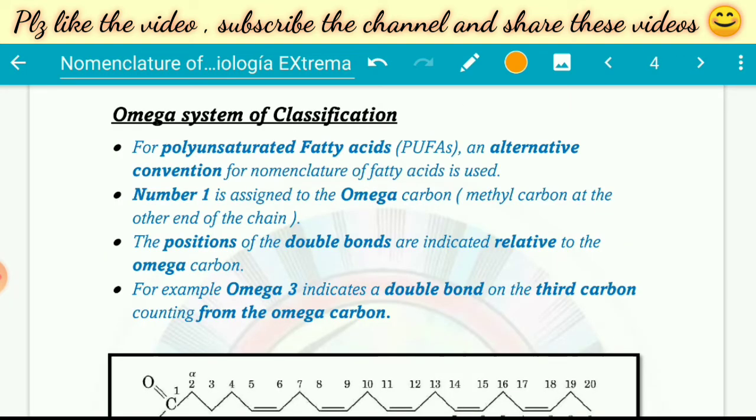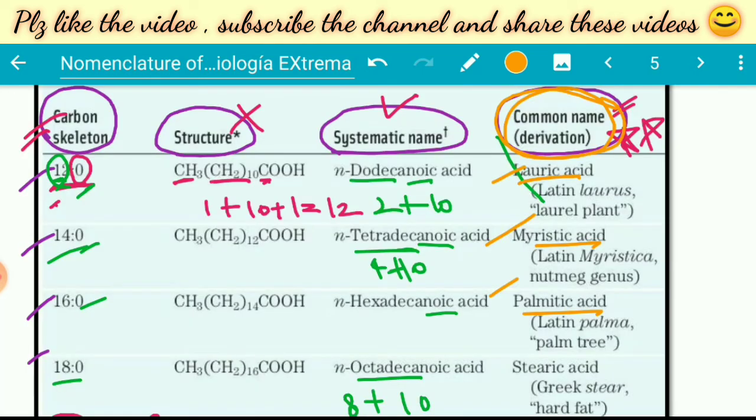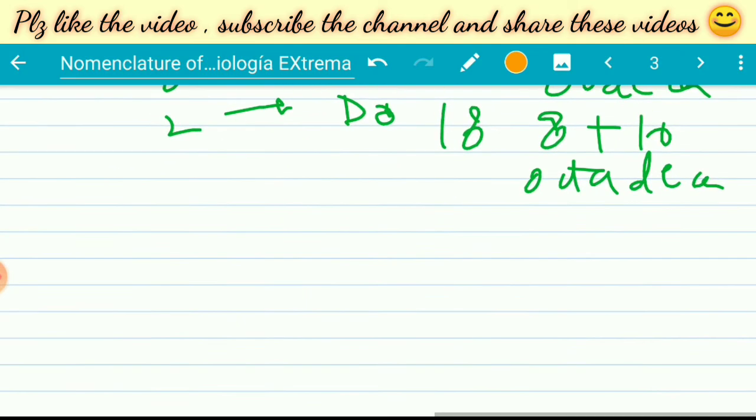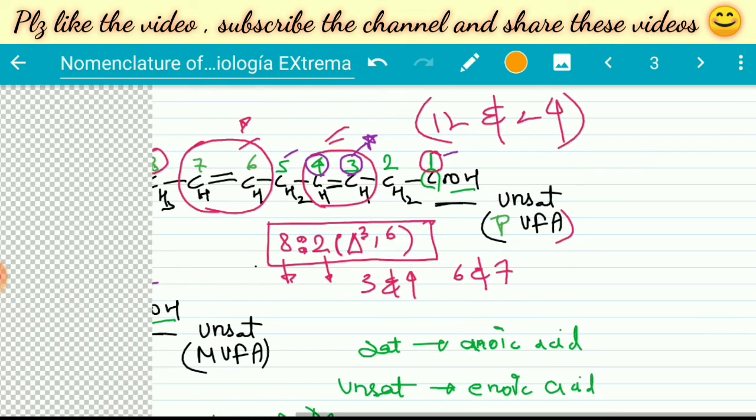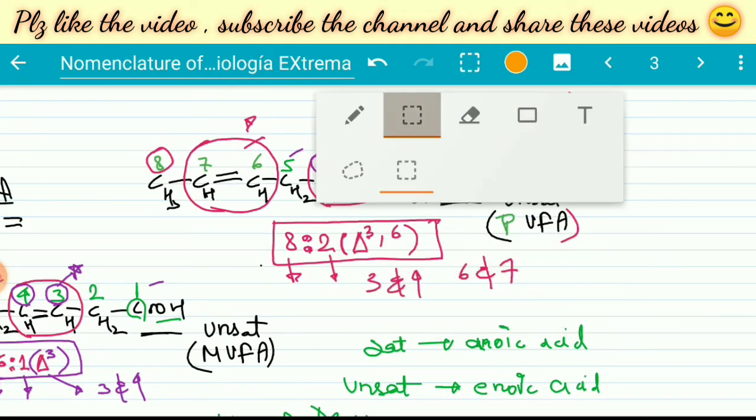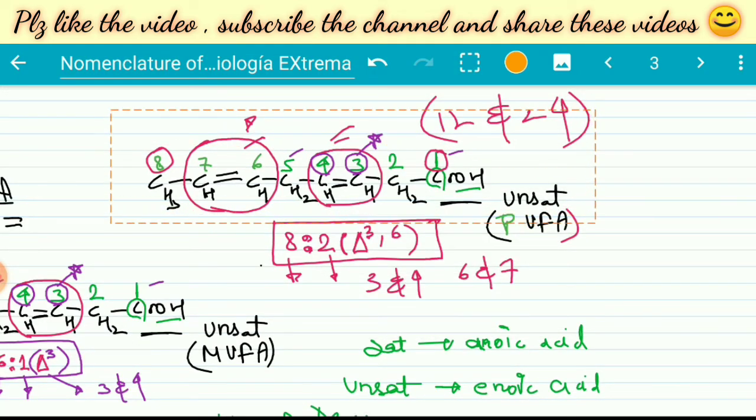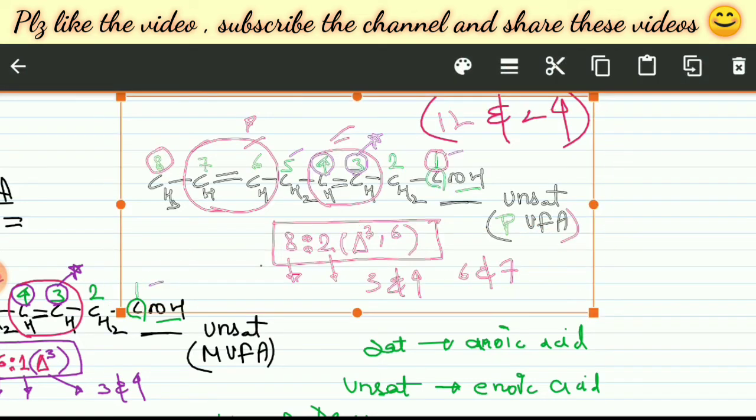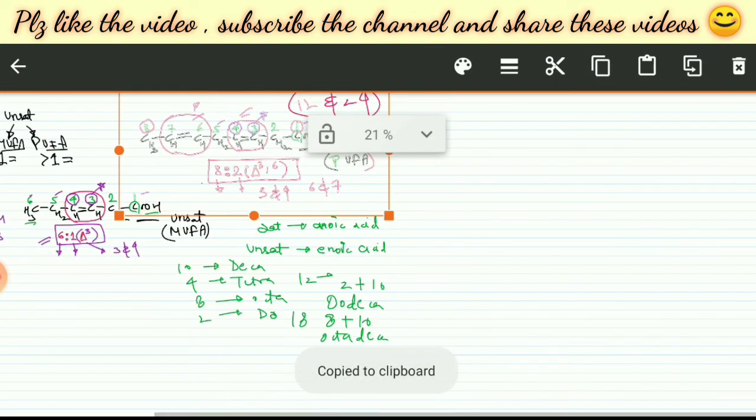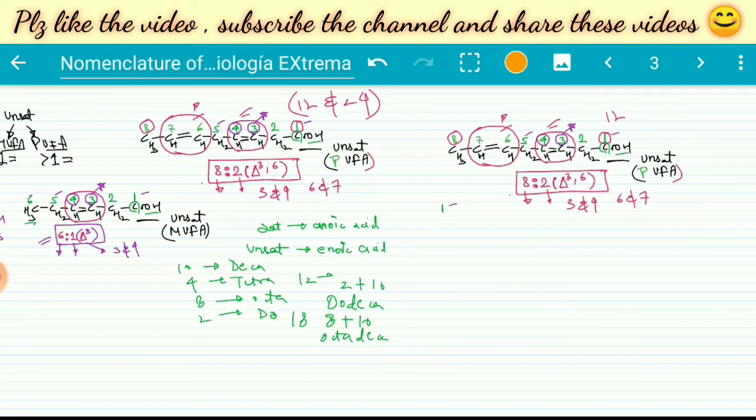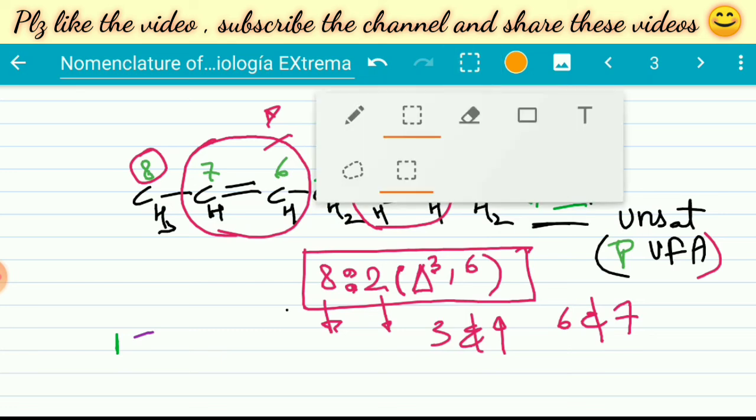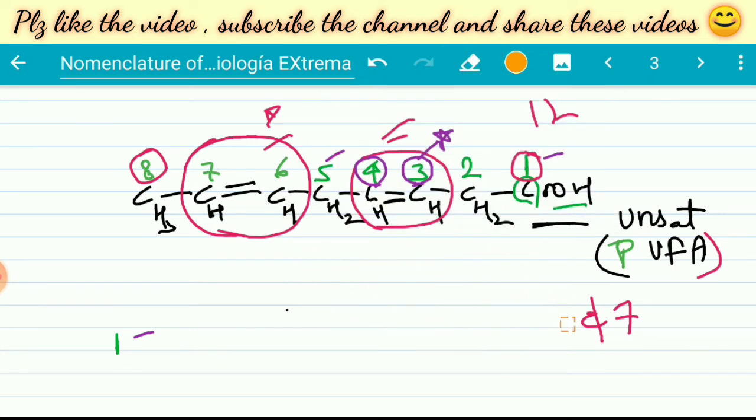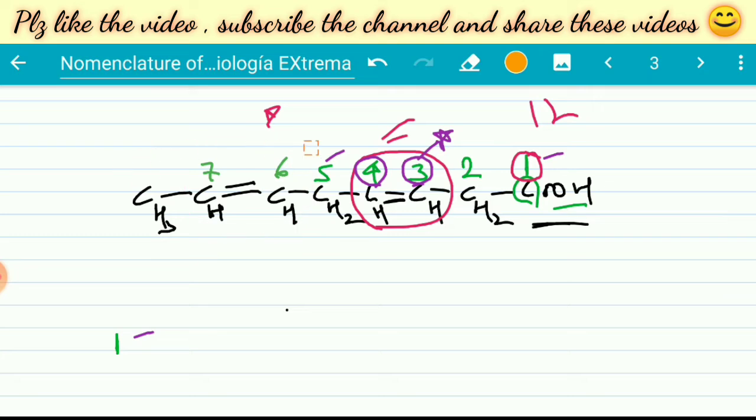And if we talk about the omega system of classification, see, for the standard system what we did, let's take our fatty acid. Let's take this fatty acid. Let's copy it and paste it somewhere here. We'll remove all this stuff, because now we need to number it again.